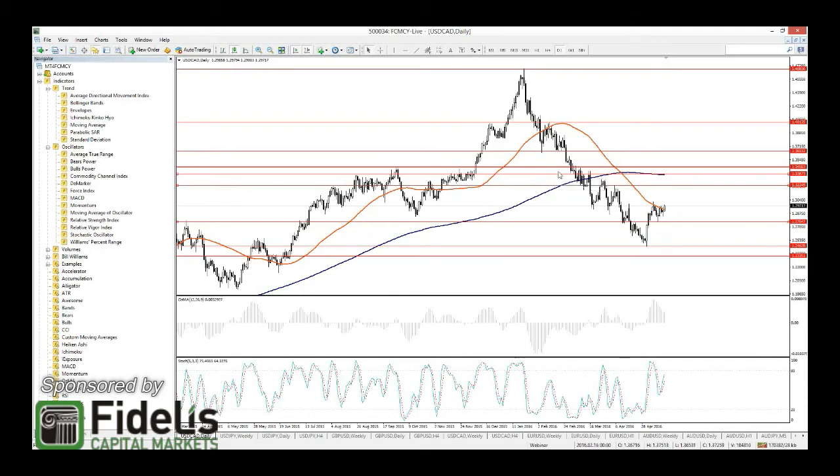Why? Well, the reason is because we have the 200 moving average, the 200-day moving average, on the daily time frame, which is even better, showing us that the market is in bearish mode. It's already starting to slope downwards, and the market is most likely going to find itself a resistance at that level.